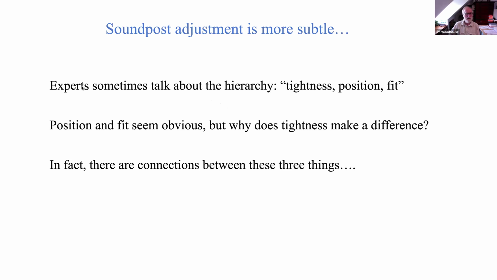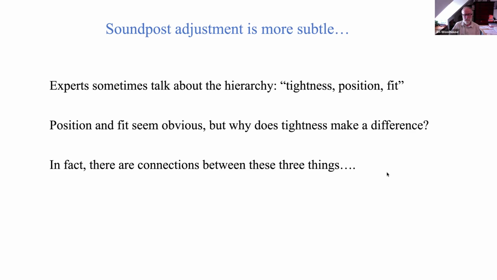Something I was told by an expert, specifically Robin Aitchison, I don't know if he's in the audience today. When he talked about soundpost, he said we think about three things: tightness, position, and fit, in that order. Now, from a physics perspective, position and fit seem perfectly clear, but why does tightness do anything? What does it do at all? And then why should it have a sensitive influence?